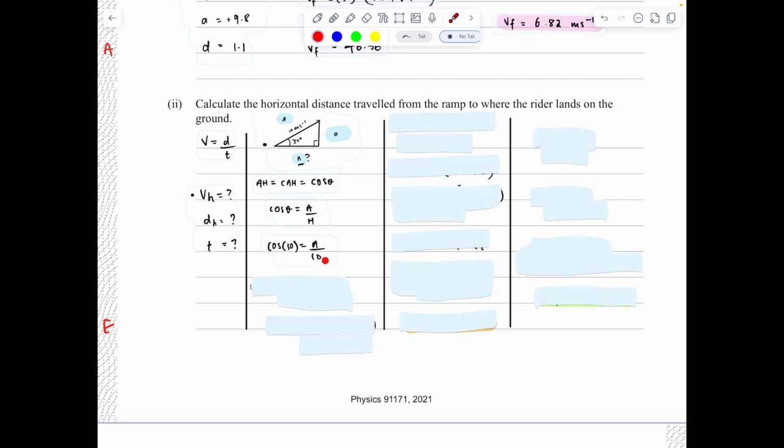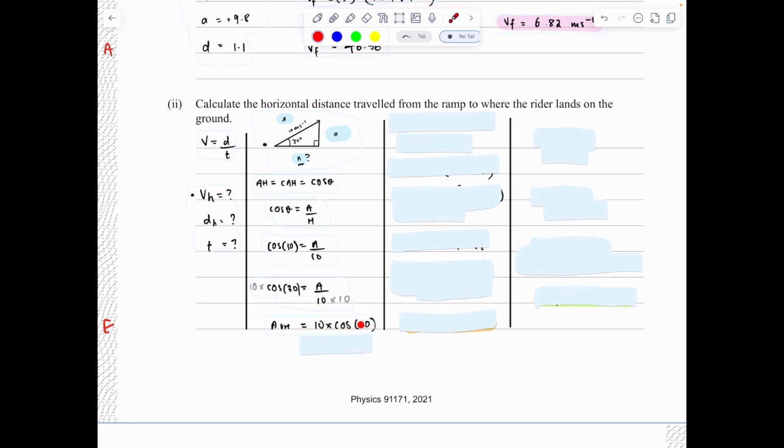It's currently being divided by 10. What's the opposite of divide by 10? Times by 10. So I'm going to times by 10 on this side and times by 10 on this side. Timesing by 10 on this side cancels this 10 out, and we're left with a on its own. So a equals 10 times cos 30.